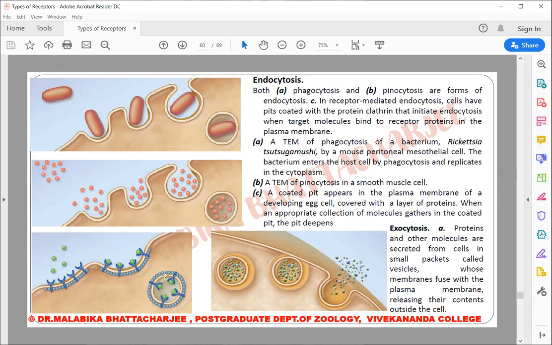So this is also a form of endocytosis, but this is known as receptor mediated endocytosis. And finally, you can see this is a vacuole in which certain molecules or molecular debris is there, and the debris needs to be thrown out of the cell. So the vacuole, the vesicle, fuses with the plasma membrane, and the molecules are thrown out. So this is exocytosis.